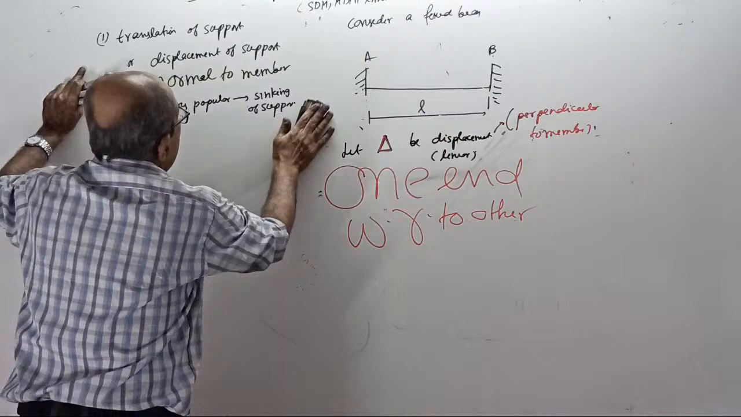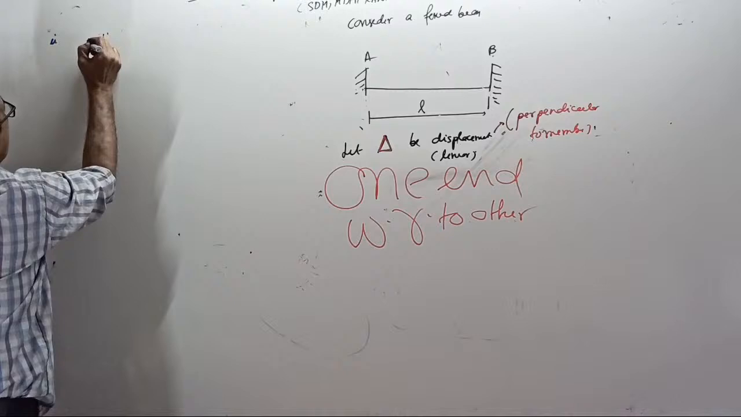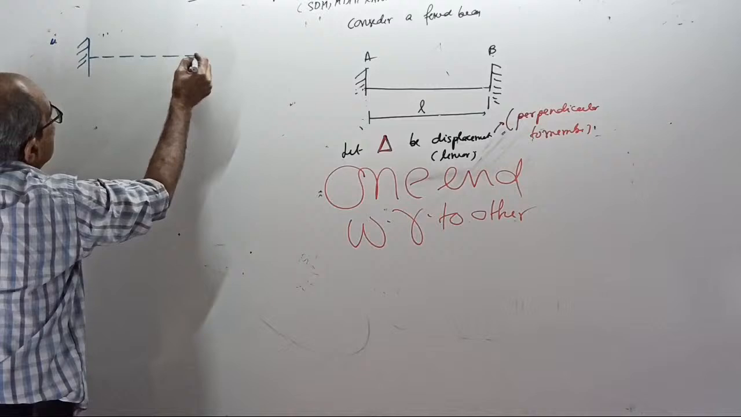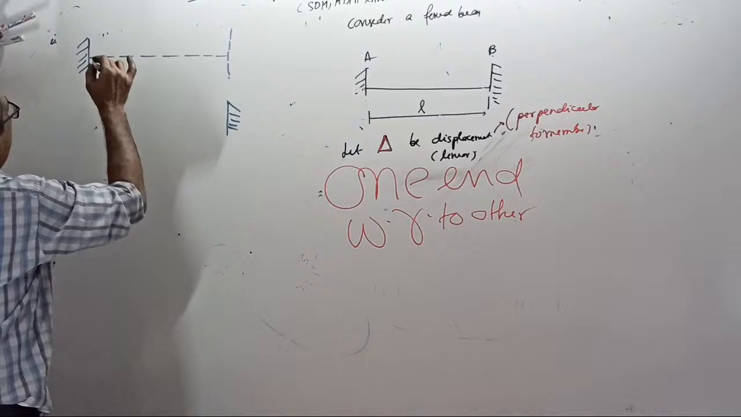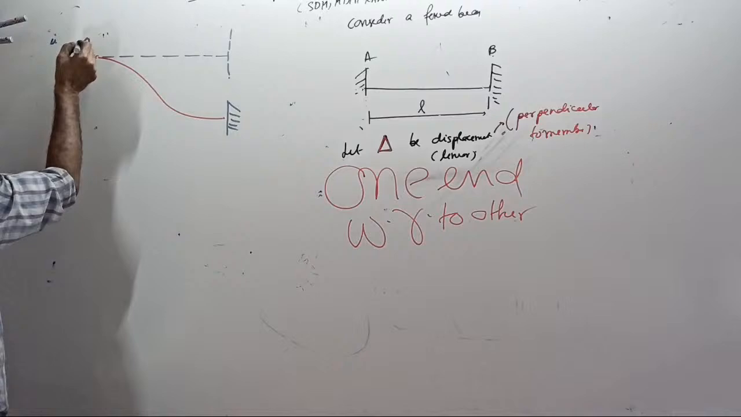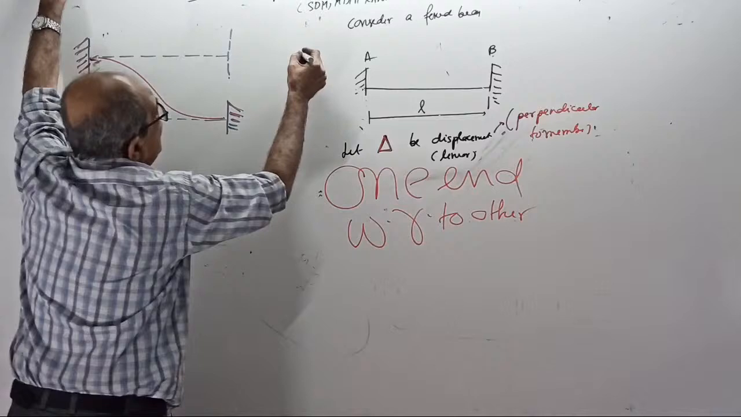Two cases are there. Suppose, imagine, support A is here, fixed. This is the initial position. Due to some reason, this support came down this way. Now the elastic curve will be, I will write in red color, this way. Now draw one more parallel line here. This is called delta. How much has this point displaced from here?